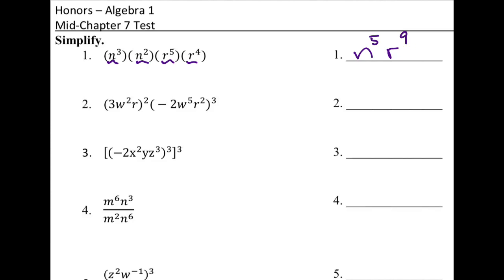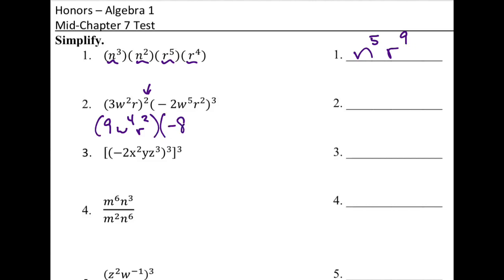Okay, number 2, we have to distribute the exponent first to both parentheses. 3 squared is 9. Power raised to a power, those exponents get multiplied, so that's w to the 4th. And then r to the first squared is r squared. Okay. Negative 2 cubed, negative 2 times negative 2 times negative 2 is negative 8.